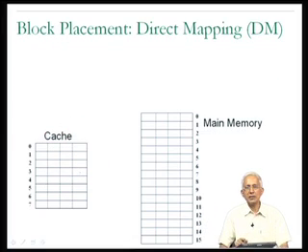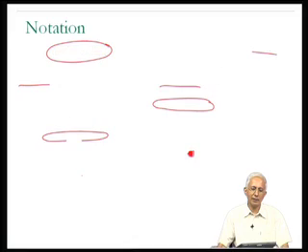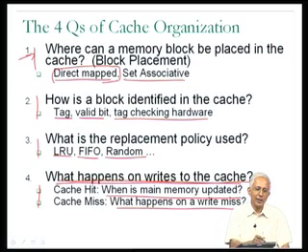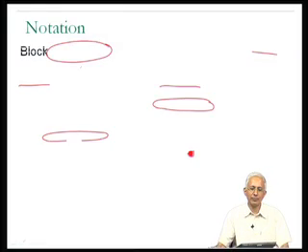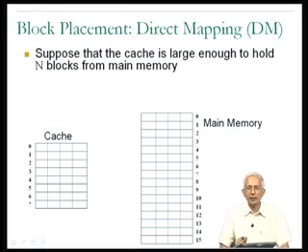Okay, now let's start off by looking at one of the possible ways that a cache could be designed to answer question 1. Question 1 was, where can a memory block be placed in the cache? And this is called the block placement question. Now, we're going to use the example of a cache with 8 blocks and main memory with 16 blocks, but we need to talk in more general terms.